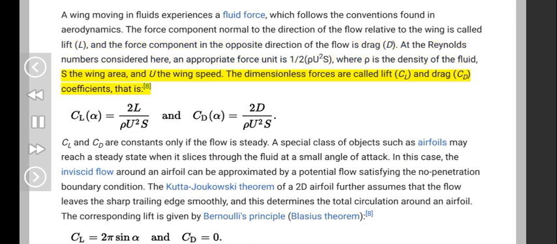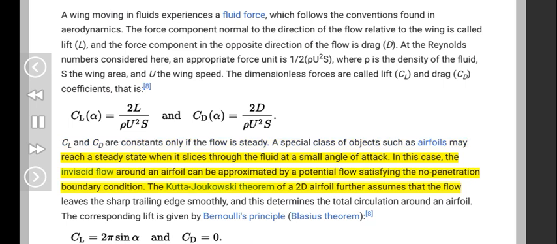The dimensionless forces are called lift CL and drag CD coefficients. CL and CD are constants only if the flow is steady. A special class of objects such as airfoils may reach a steady state when it slices through the fluid at a small angle of attack.